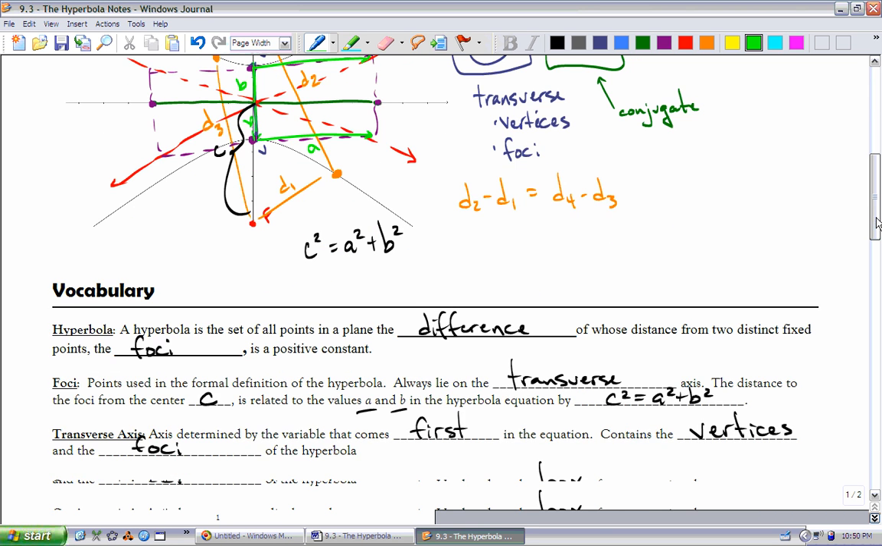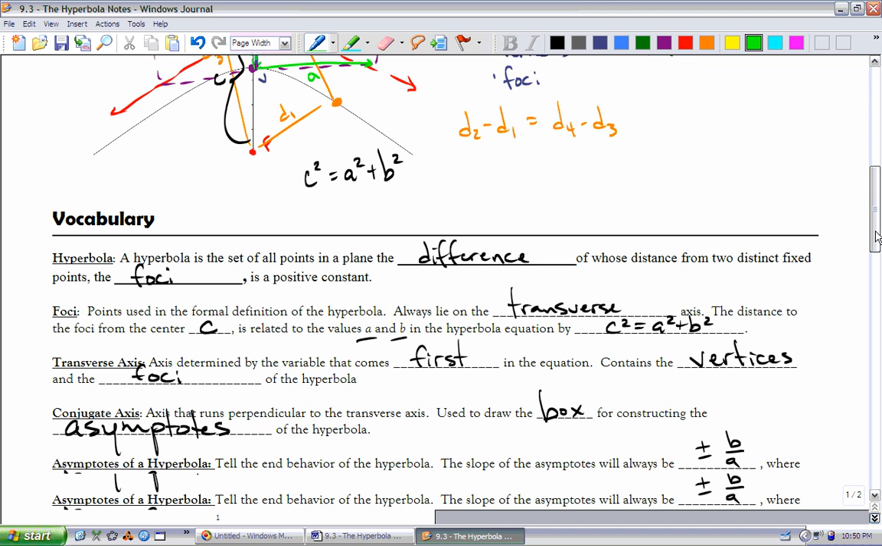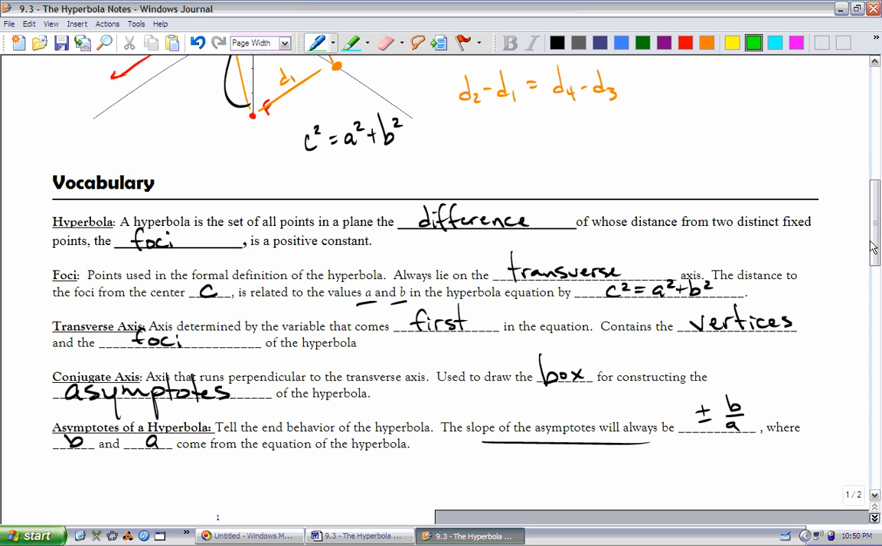That's about all we can probably take of hyperbolas. Let's get on to some examples.